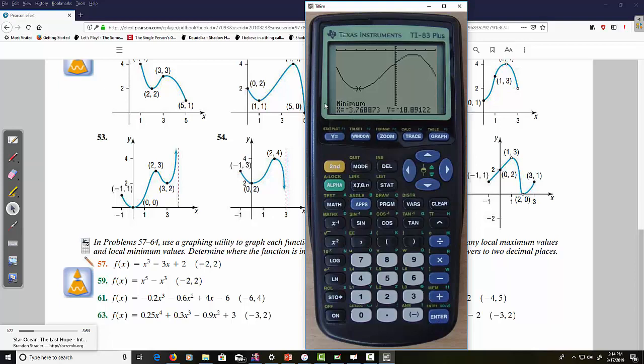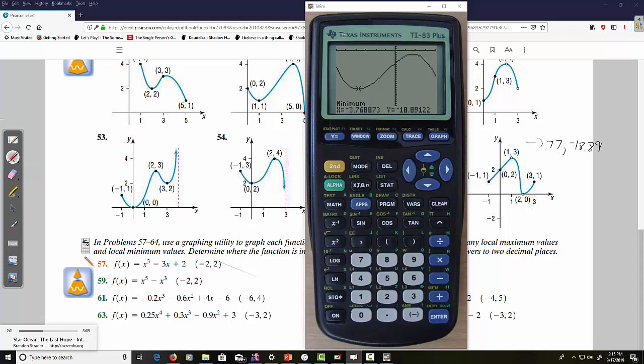Negative 3.76. So, rounded to 2 decimal places, this would be negative 3.77, comma, negative 18.89. Rounded to 2 decimal places, right? So, the absolute minimum would be at negative 3.77. The value of it would be negative 18.89.